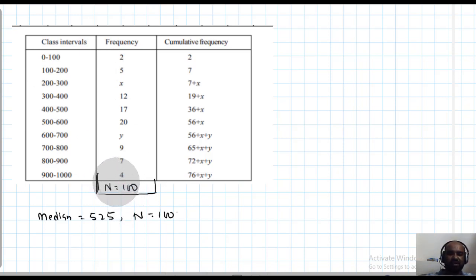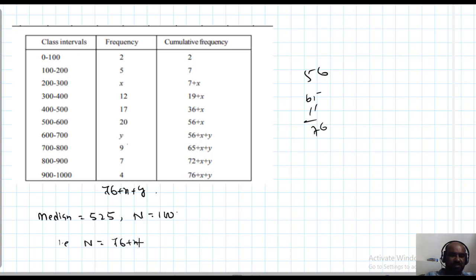From here, this N equal to 100 only, we get one relation actually. Do one thing, no need to write this 100 first of all. Add them. 5 plus 2, 7. 7 plus 10, 17. 17 plus 19, 36. 36 plus 20 gives 56. 56 plus 9, 65. 65 plus 11, 76. 76 plus x plus y. What is the meaning of this? Actually, N equal to 76 plus x plus y, or 100 equal to 76 plus x plus y, or x plus y equal to 24. One important relation.